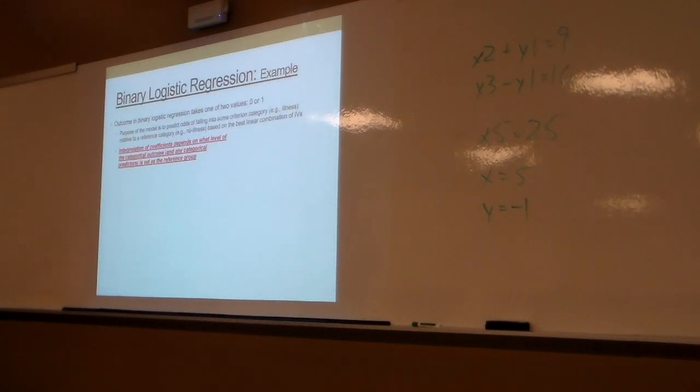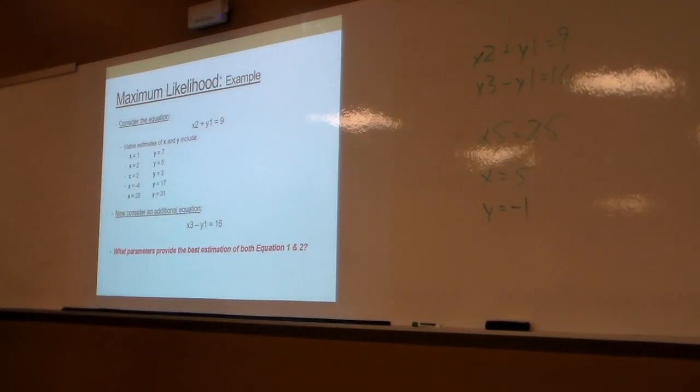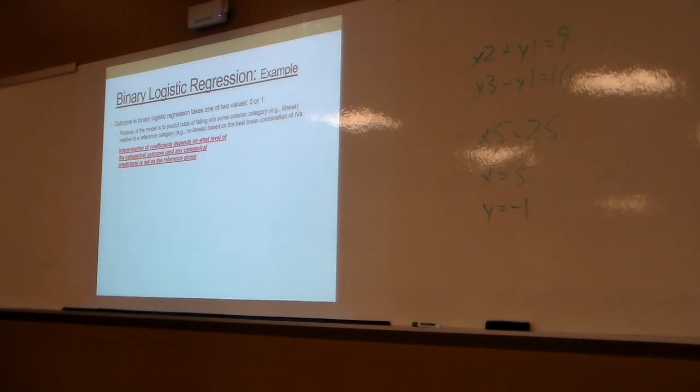Okay. So to this point, we've been talking about logistic models generally. If we're looking at an outcome that's dichotomous, takes on values of 0 and 1, what we're looking at is a binary logistic model.